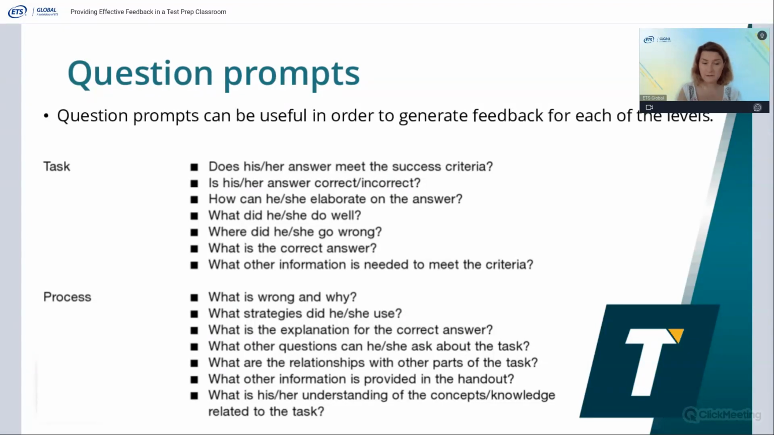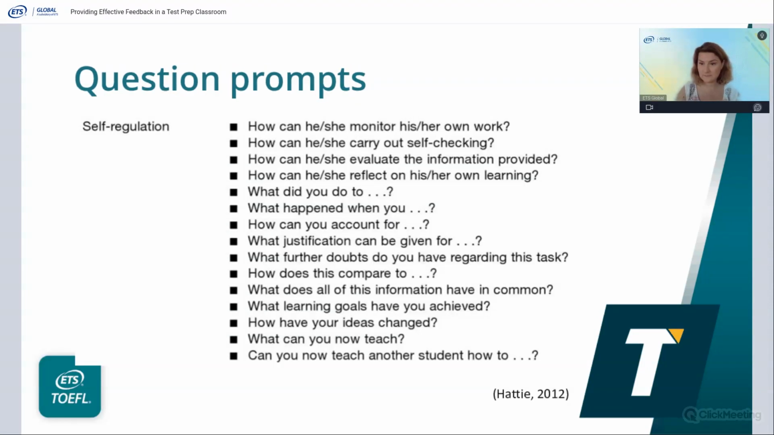On the process level, what is wrong and why? What strategies did he or she use? What is the explanation for the correct answer? What other questions can he or she ask about the task? What are the relationships with other parts of the task? What other information is provided? What is his or her understanding of the concepts, knowledge related to the task? And then for self-regulation, how can they monitor their own work?